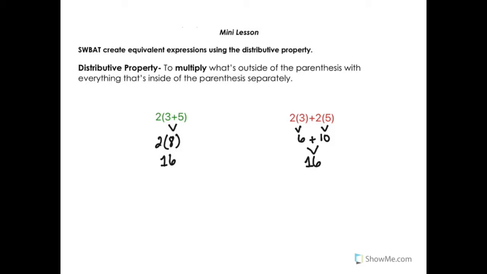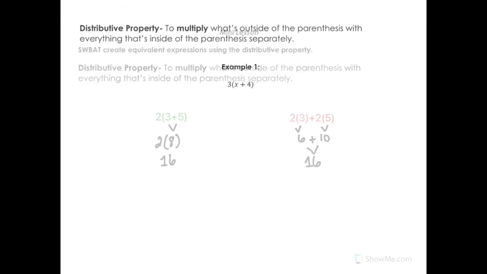Now, the property that allows us to simplify these two expressions in two different ways is called the distributive property. And the distributive property tells us that if you multiply what's outside of a parentheses with everything that's inside of the parentheses separately, it'll still give you the same value of the expression back. So how do we use the distributive property with algebraic expressions, meaning expressions that have variables and numbers in them?